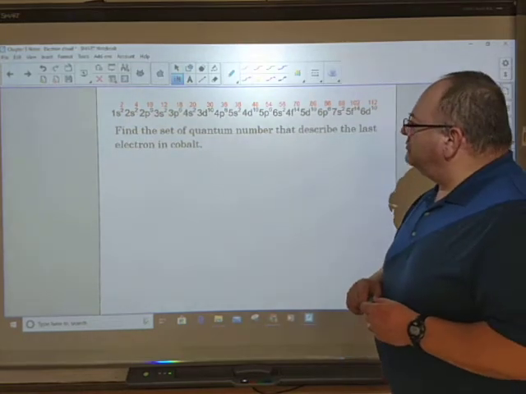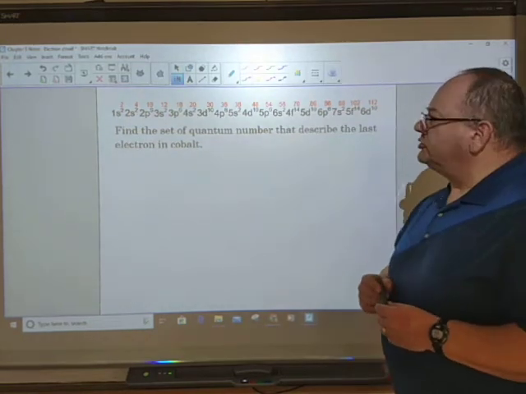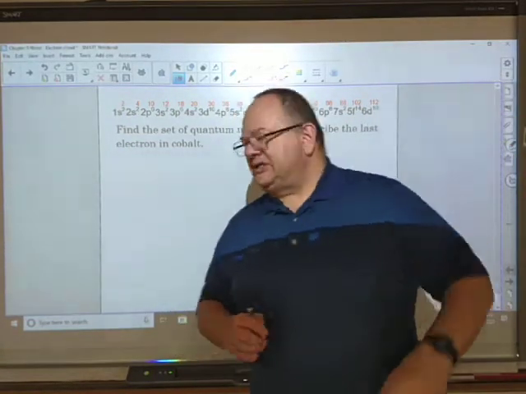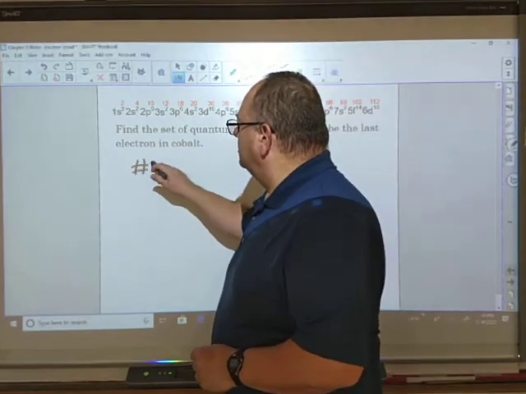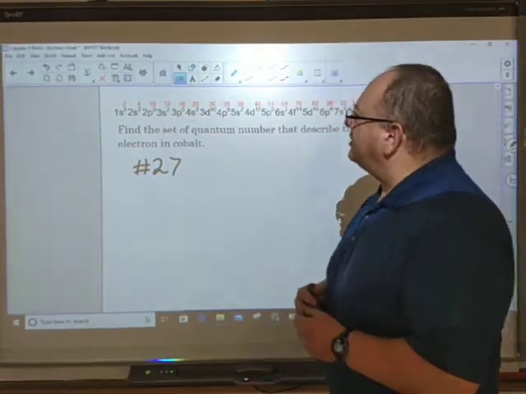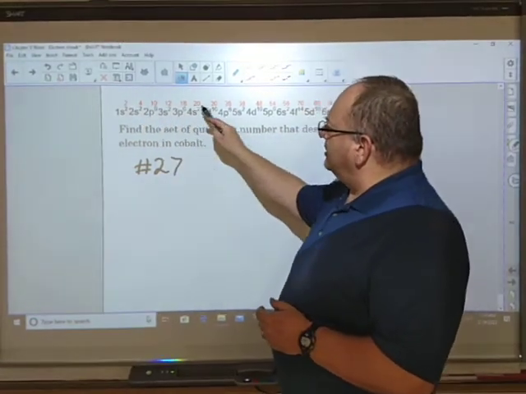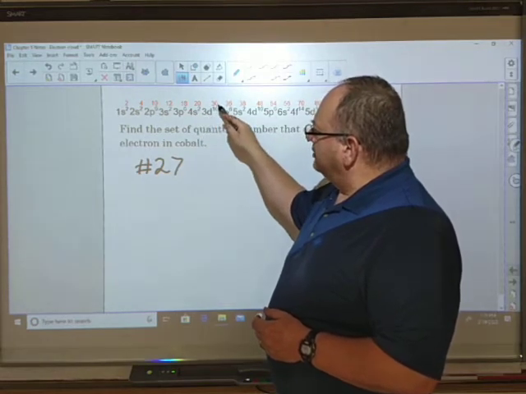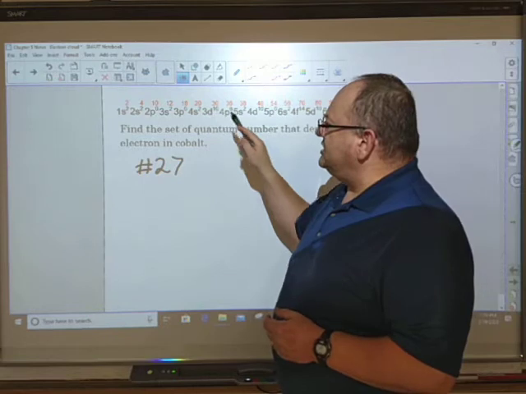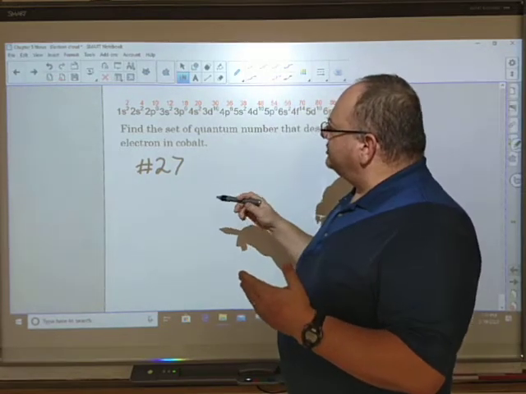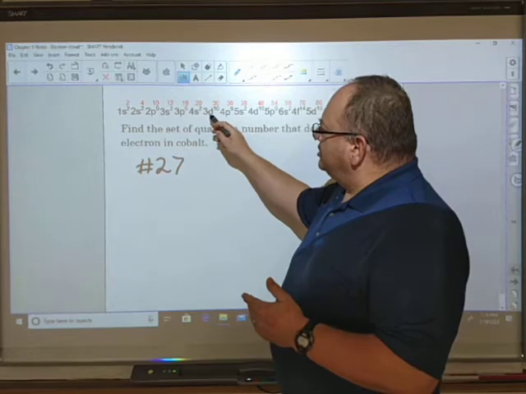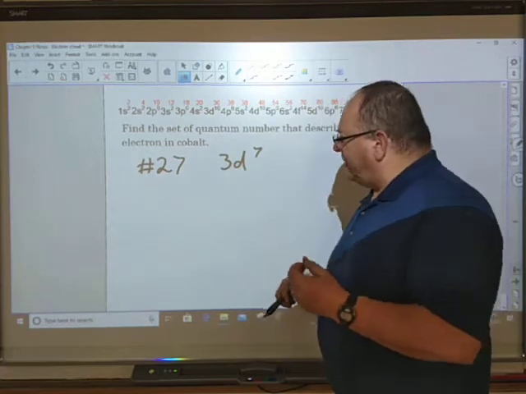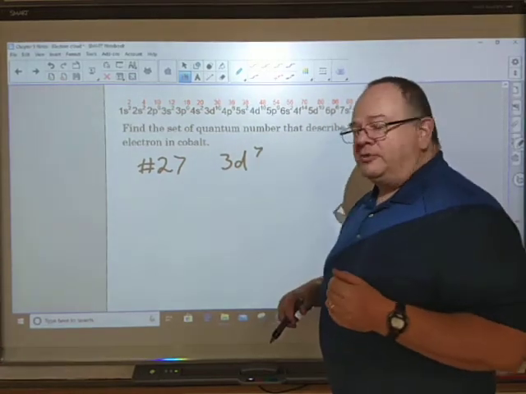We're going to find a set of quantum numbers that describe the last electron in cobalt. So again, I look at the periodic table. The periodic table says cobalt is number 27, 27 electrons. So I'm looking at my list. 20 electrons is 4s2, so that's going to be full. 30 electrons takes us up to 3d10. Well, I'm only going to have 7 in there, 27. So I'm going to end up with 3d7.